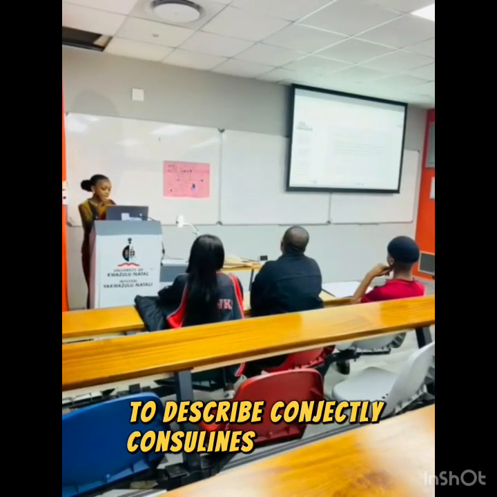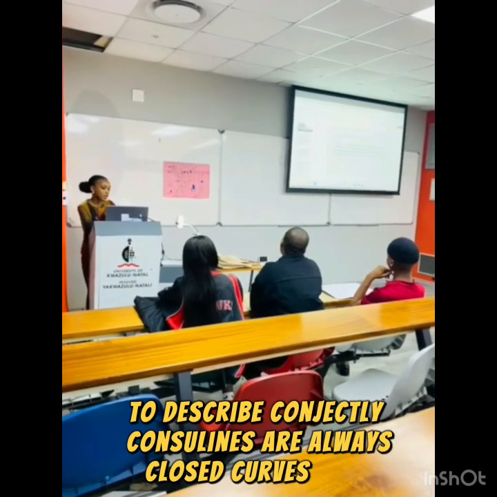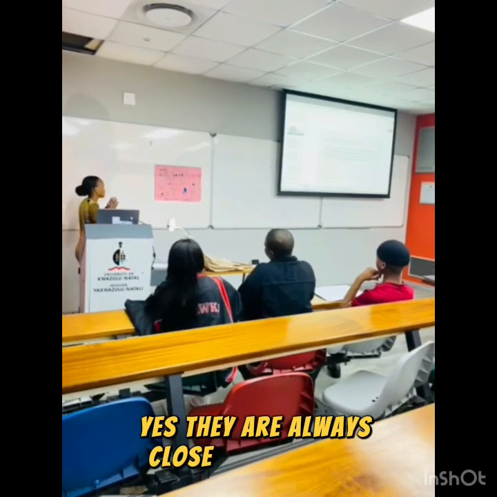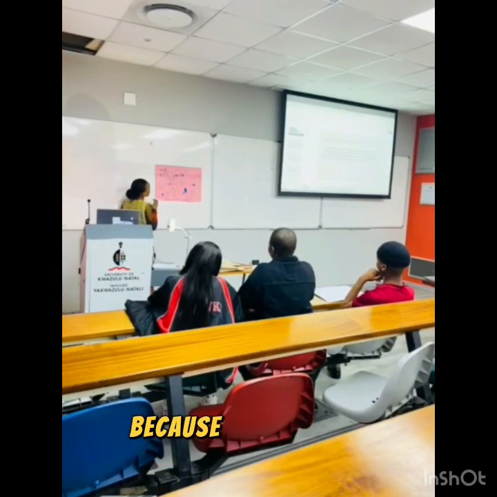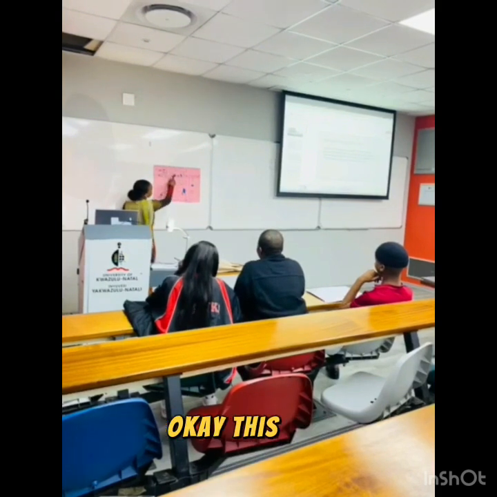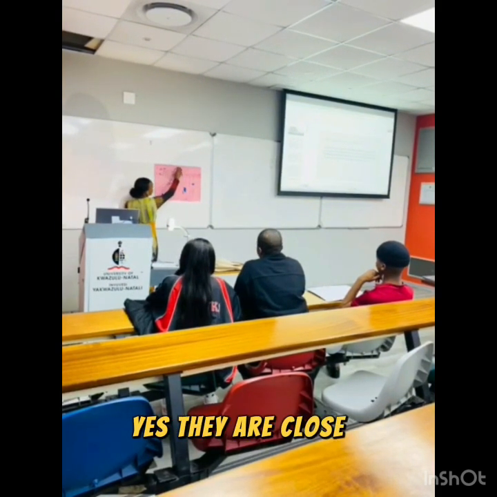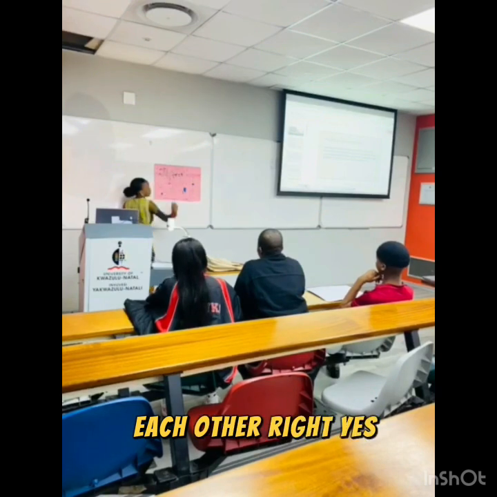Conjecturally, contour lines are always closed curves, right? Yes. They are always closed curves, because sometimes in a map, this is an example here. These are curves, right? They are close to each other, right? Okay.